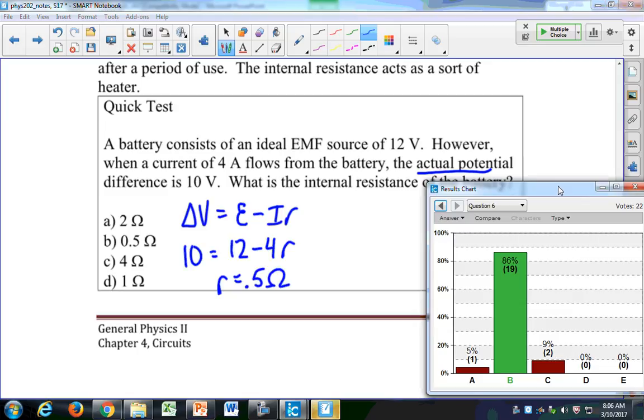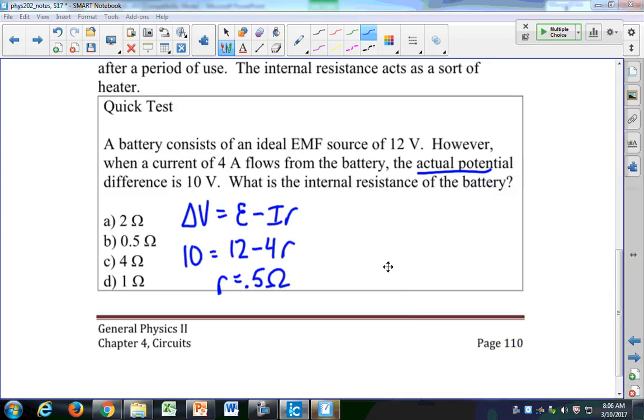You want your internal resistance to be as small as possible. And in this case, we have about a half an ohm. But notice that I get quite a bit of a drop. I go from 12 volts, which is what I would get if I had no internal resistance, down to 10 volts off of my battery.